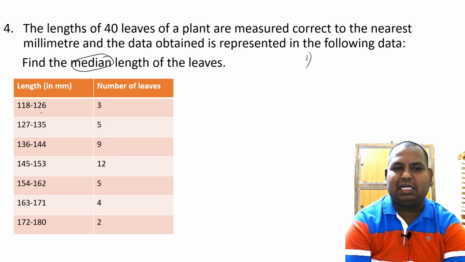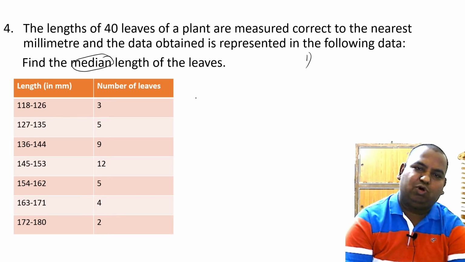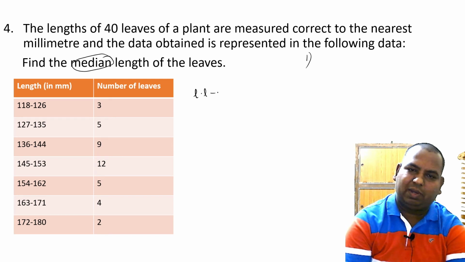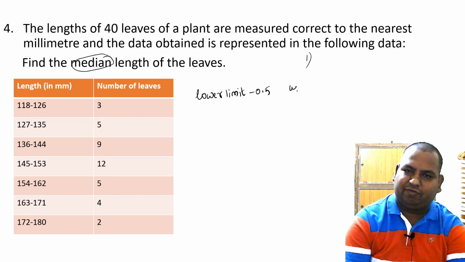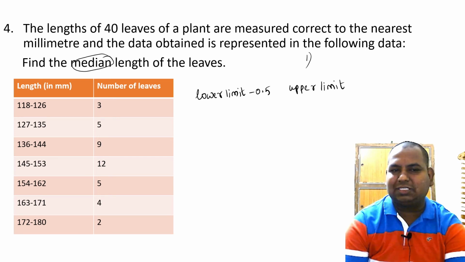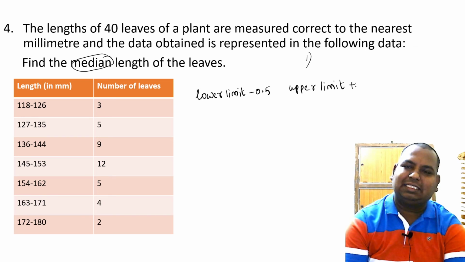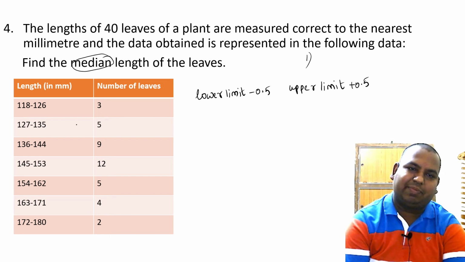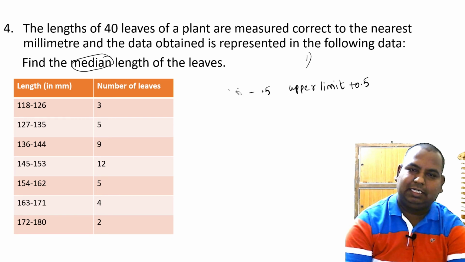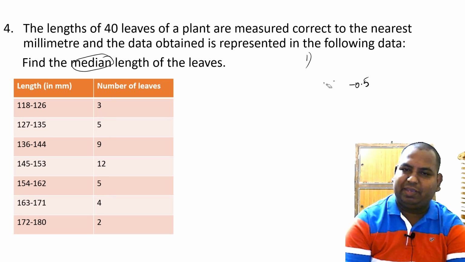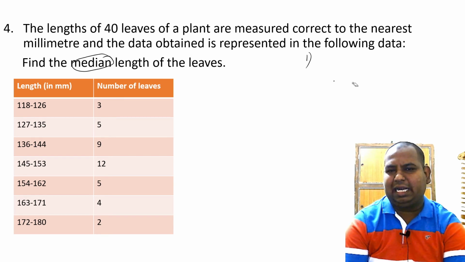We have to make them continuous by subtracting 0.5 from the lower limit and adding 0.5 to the upper limit. This is the way of converting non-continuous class intervals into continuous class intervals. For the lower limit, we have to subtract 0.5. For the upper limit, we need to add 0.5. Got it? Let us apply this method to make the class intervals continuous, then the regular process.